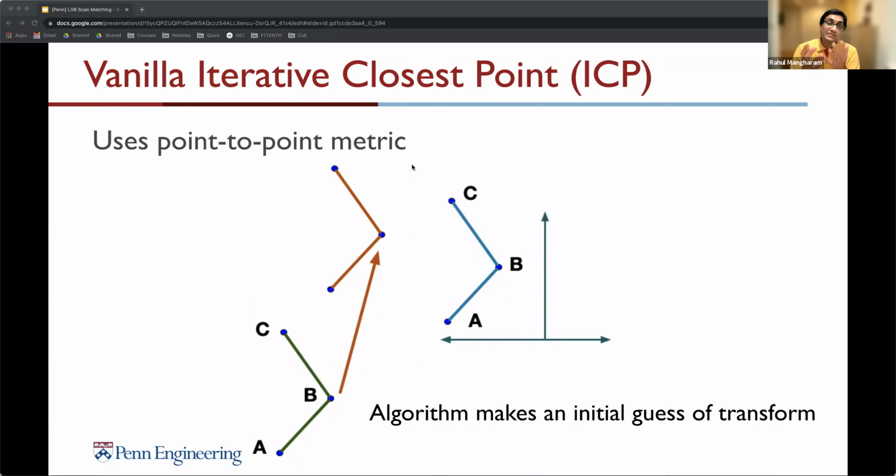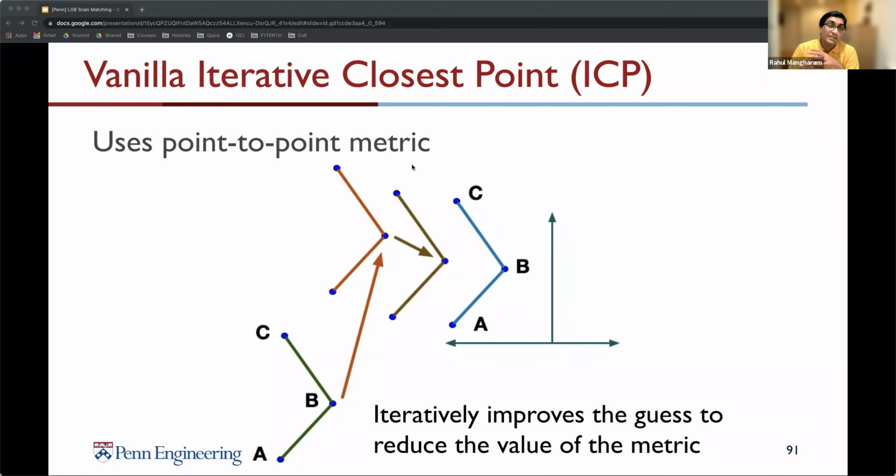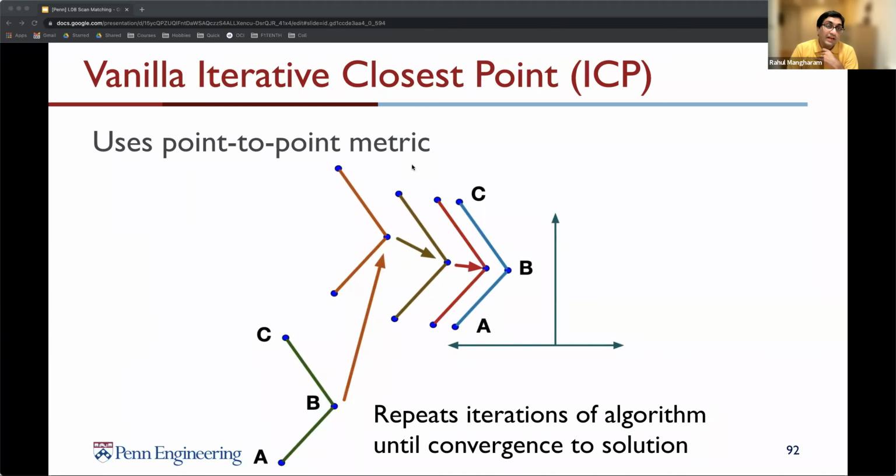So the metric we use is the vanilla form of the algorithm called the ICP algorithm. In this algorithm, you initially guess the transform, and the corresponding score of the transform according to this point-to-point metric is computed. Then in the next iteration, the algorithm improves this guess and reduces the value of this metric, and it repeats these iterations until it converges onto a solution.